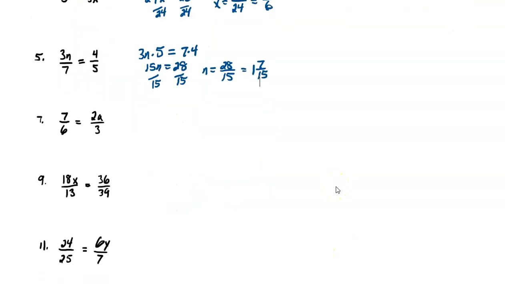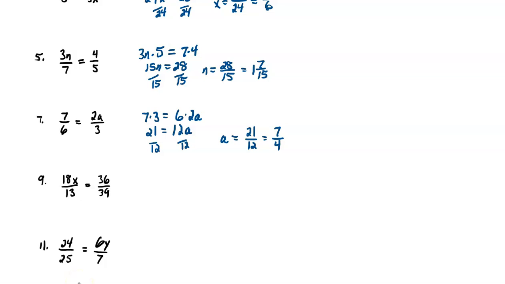Number 7, this is a proportion. The product of the extremes is equal to the product of the means. 21 is equal to 12a. Now get the letter a alone by dividing by its coefficient. And we get a is equal to 21 over 12. Now this is reducible. Both numbers divide by 3, making 7 over 4.